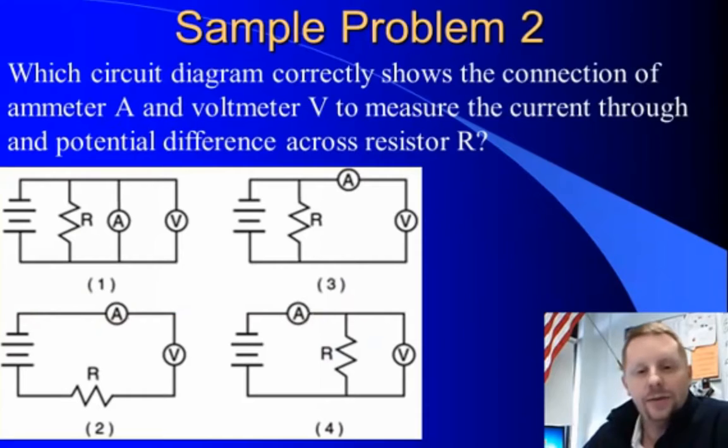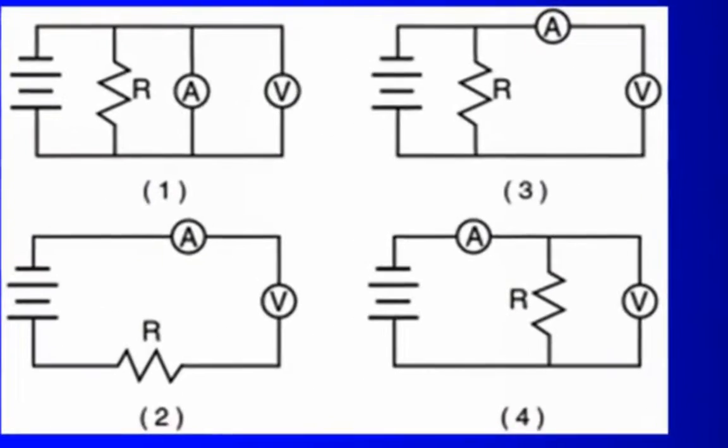Let's take a look at another one. Which circuit diagram correctly shows the connection of ammeter A and voltmeter V to measure the current through and potential difference across resistor R? Now in this case, we want the current through R, and let's take a look. If we look at the circuit, the current through R means that the ammeter must be in series with the loop through R, and the voltmeter, if we want the potential difference across R, must be in parallel.